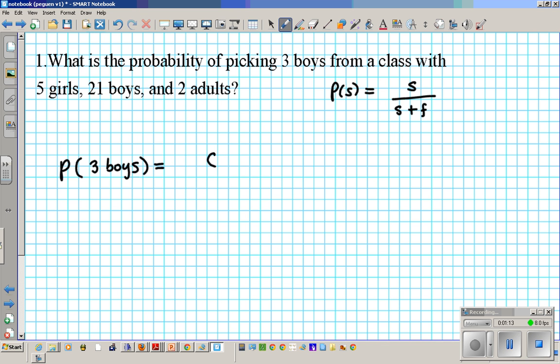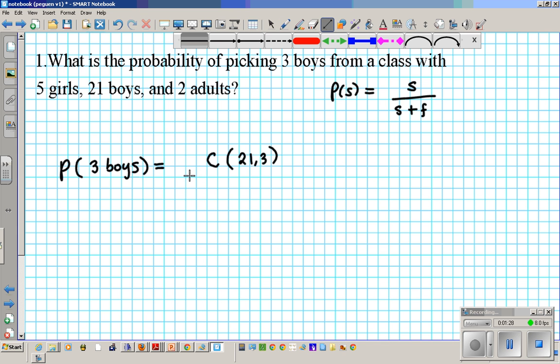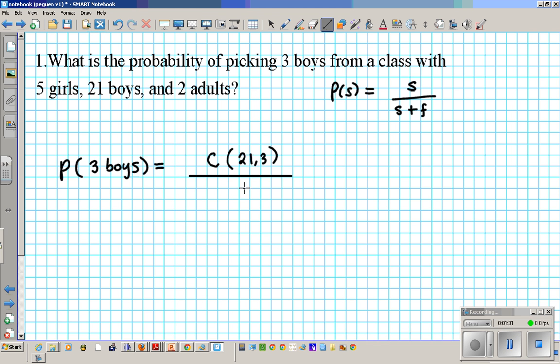So basically it's going to be the number of ways you can choose, out of 21 boys, choose 3. If you choose 3 out of 21, you're guaranteed to be successful because these are all boys. So if you pick any 3, you're guaranteed to have boys. Okay? So this is success, and then success plus failure will go on the bottom. Success plus failure means boys and everything else, so that's 5 for the girls plus 21 for the boys plus 2. Failure is girl or adult. Success is boy. So we add everything together and you get success plus failure.